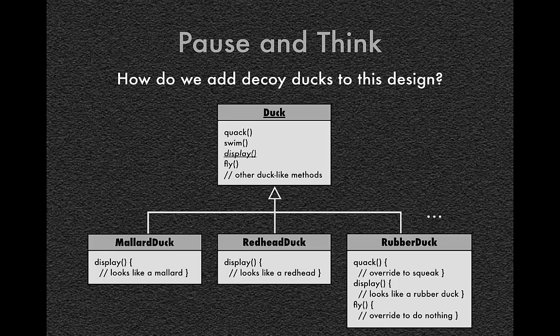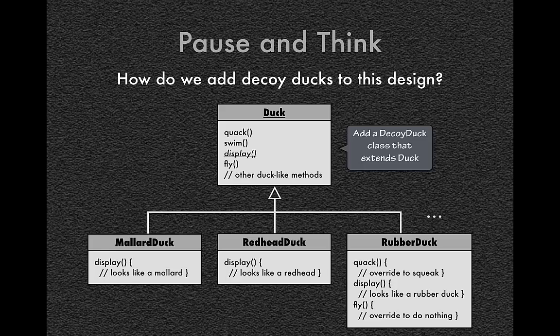Ready? I think this one is fairly obvious as well, but I want you to get in the habit of thinking these things through. To add a decoy duck, or any other kind of duck, you simply create a class that extends the abstract duck class. In this case, we're adding a class named decoy duck, and since it's a concrete class that extends an abstract class, it'll have to implement all the remaining abstract methods. In this case, there's only one, and that is display.